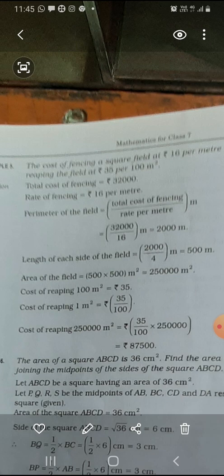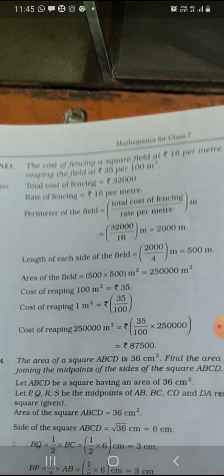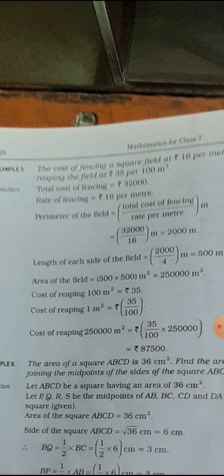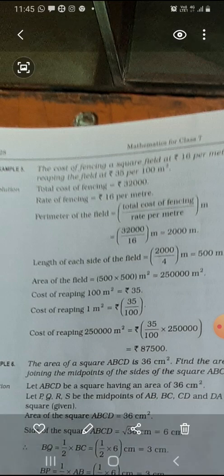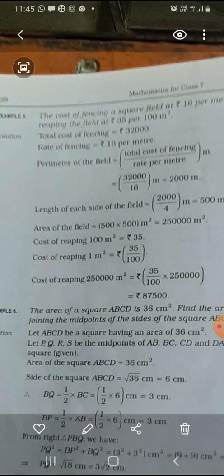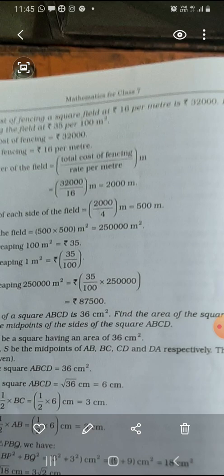Once we get the side, we find the area, and then the cost of repairing 100 meter square is equal to 35. The cost of repairing 1 meter square is equal to 35 by 100. The cost of repairing the field is found by multiplying. So that's it for today, children. You just practice a lot and then we can go for the exercises in the next class.